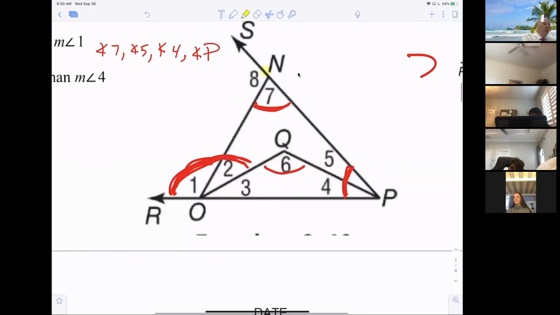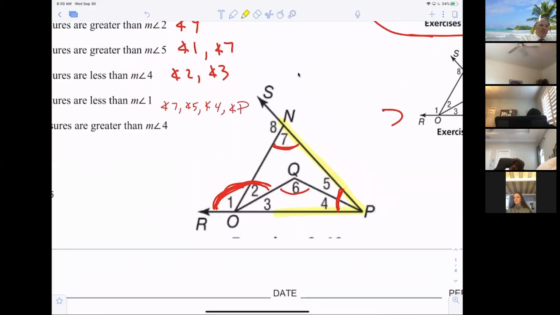Let me draw this for you. This is angle P. Angle P is the remote interior. What about angle 7? Exactly. But you already said 4 and 5. 7 is this monster N right here.